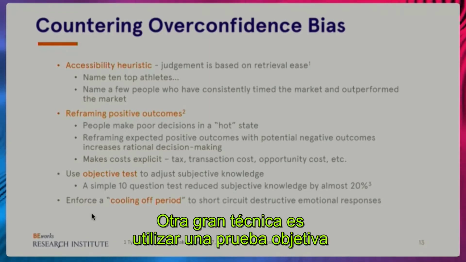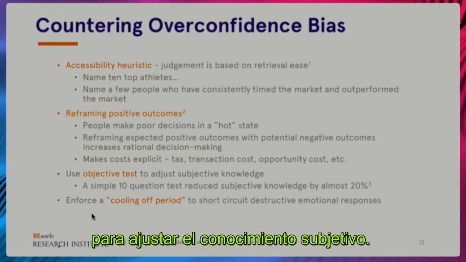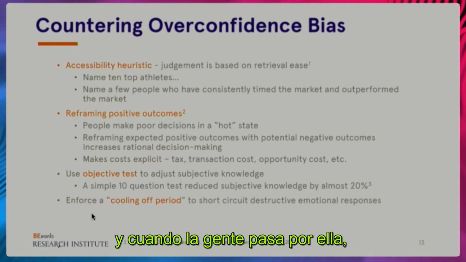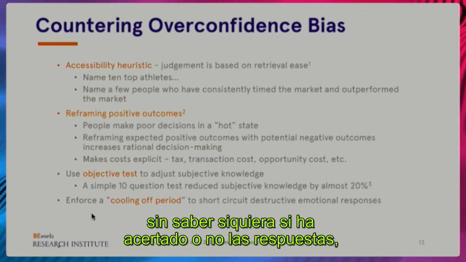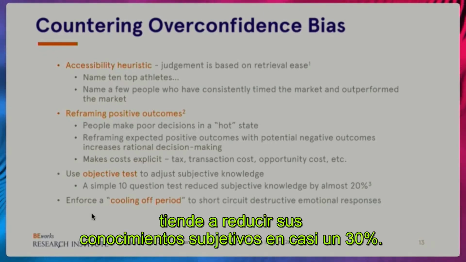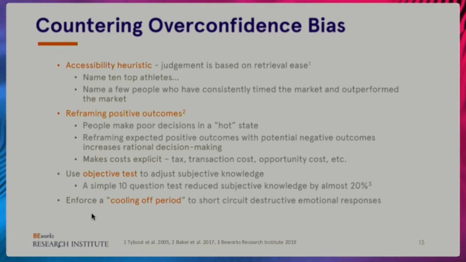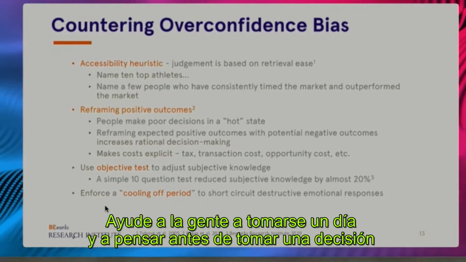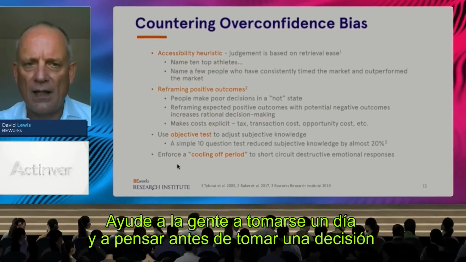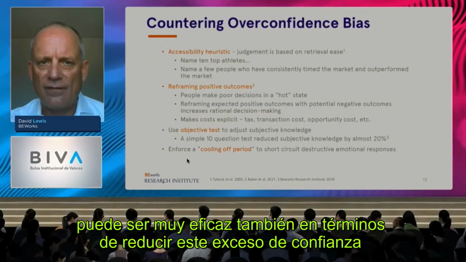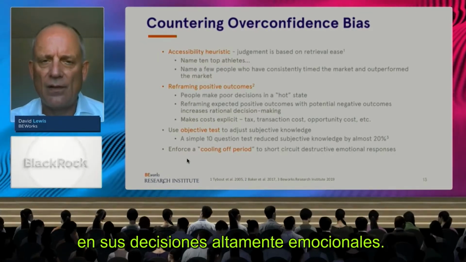Another great technique is to use an objective test to adjust subjective knowledge. Think of a simple 10-question test of financial literacy. And when people go through that, regardless of even knowing whether they got the answers right or wrong, it tends to reduce their subjective knowledge by almost 30%. And then try a cooling off period as well. Have people just take a day and think about it before making a decision. That can be highly effective as well in terms of reducing this overconfidence and these highly emotional decisions.